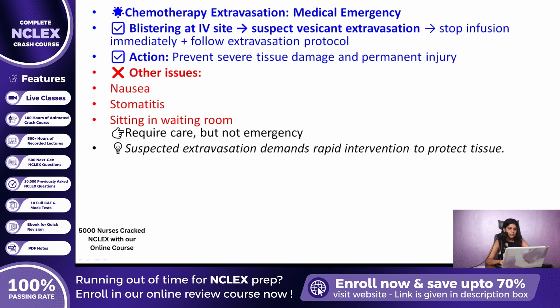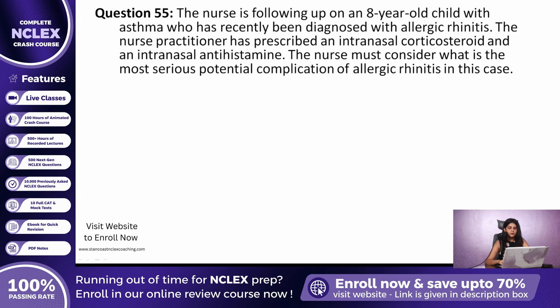Question 55. Let us now move on to a scenario involving pediatric respiratory care. The nurse is following up on an 8-year-old child with asthma who has recently been diagnosed with allergic rhinitis. The nurse practitioner has prescribed an intranasal corticosteroid and an intranasal antihistamine. The nurse must consider what is the most serious potential complication of allergic rhinitis in this case.